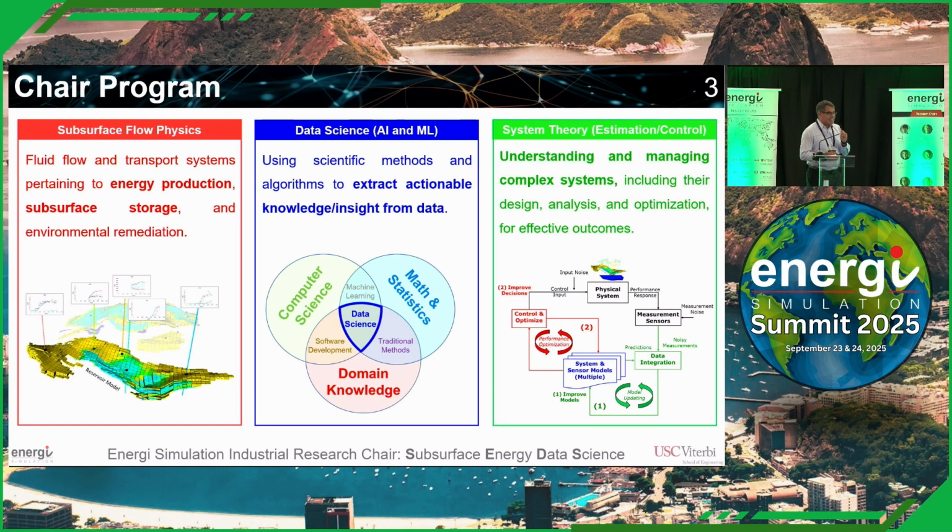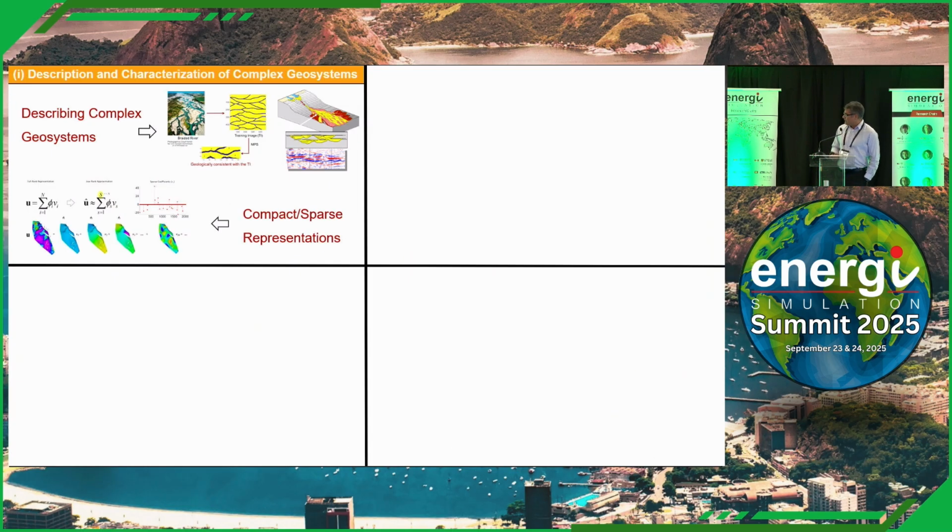So the SHARE program is really at the interface of subsurface flow physics, data science, basically AI and machine learning combined with domain knowledge, and system theory, estimation and control. And you've seen plots like this in the early morning session from Dennis' presentation. I'll be showing something similar, but with a very different perspective and different kind of work that we do in this area. Some of the key research directions in my lab is description and characterization of complex geosystems.